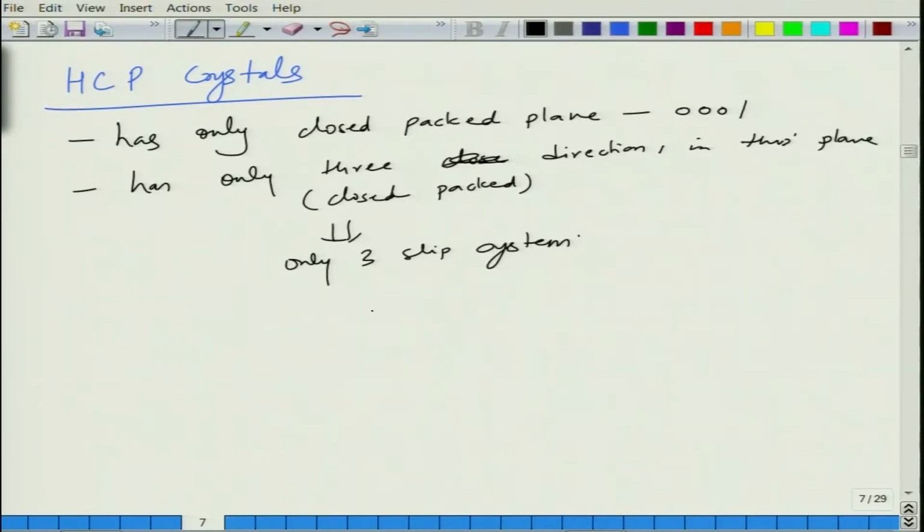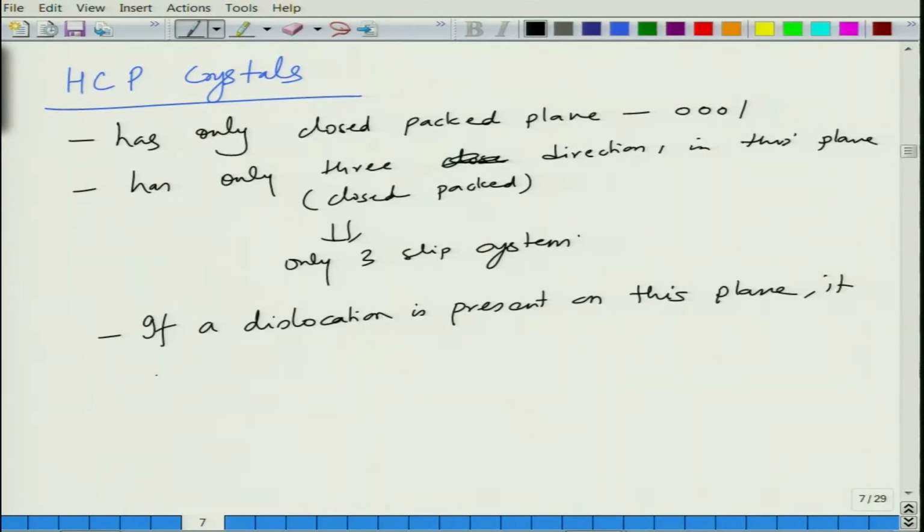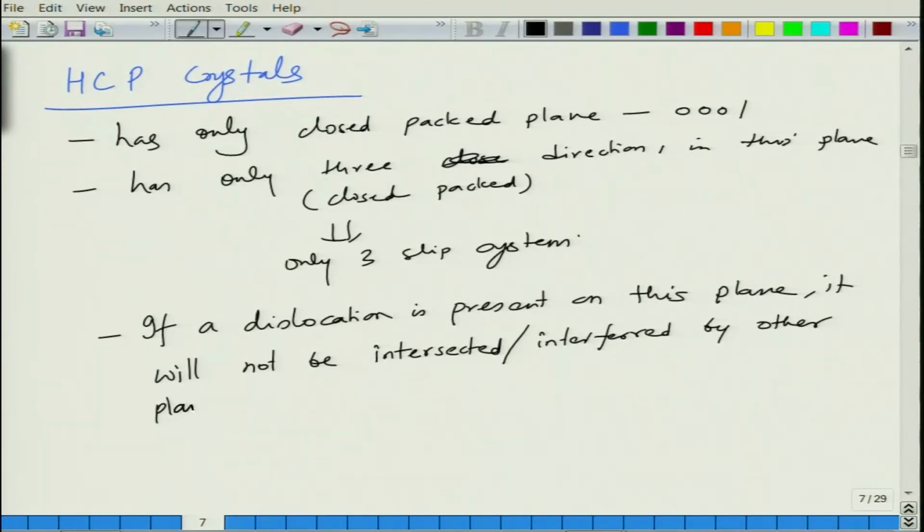So, if you have only one slip plane, if a dislocation is present on this plane, it will not be intersected or interfered by other planes, because 0 0 0 1 planes are basically parallel planes.